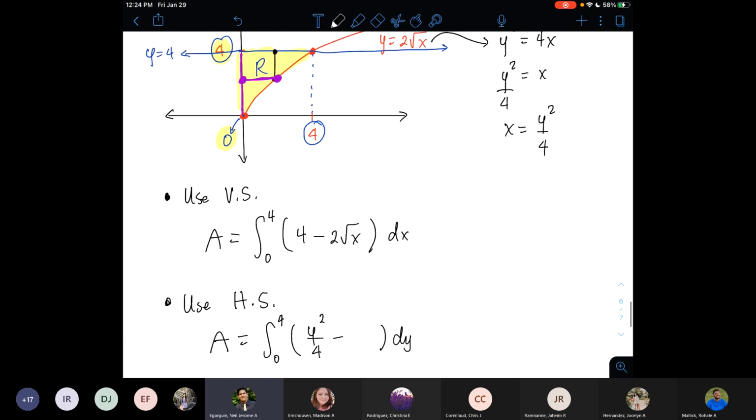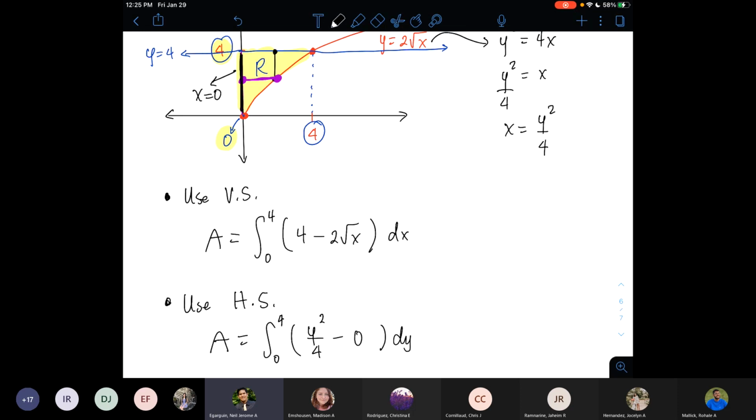minus the left function. What is the left function? The left function is the y-axis. What's the equation of the y-axis? Do you guys remember? Zero. Right, it's x equals 0. So the subtrahend here is 0.